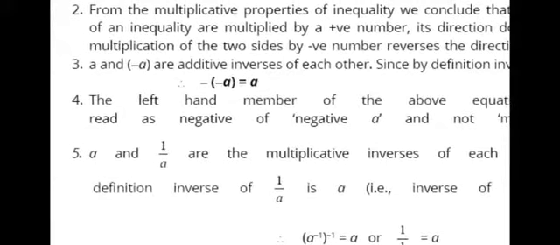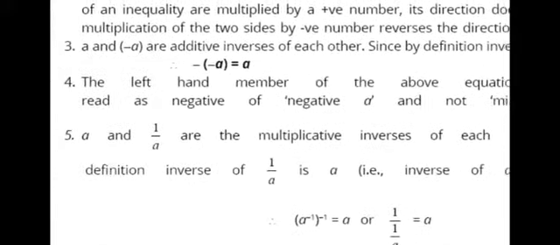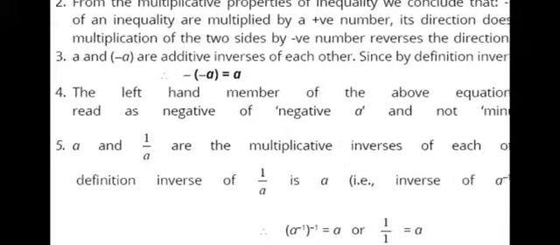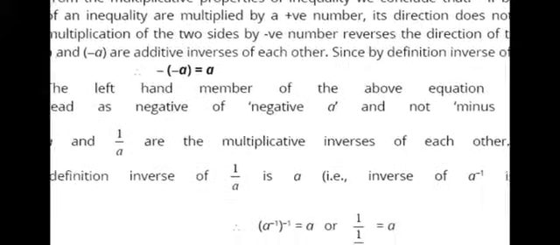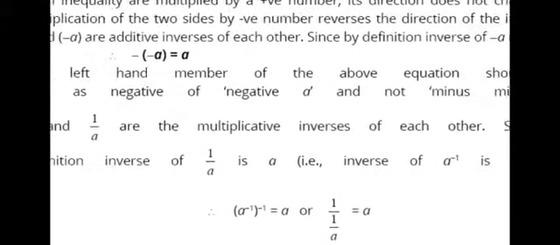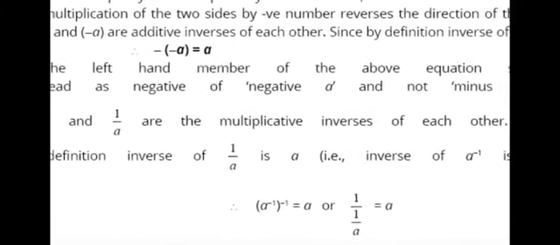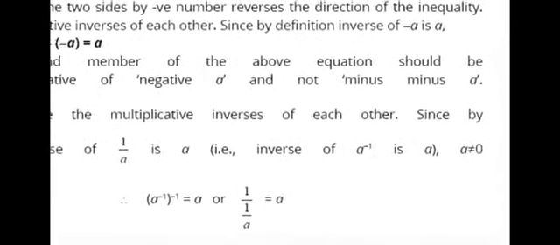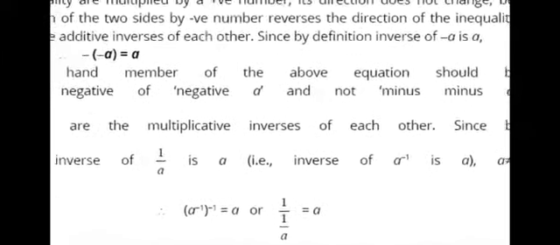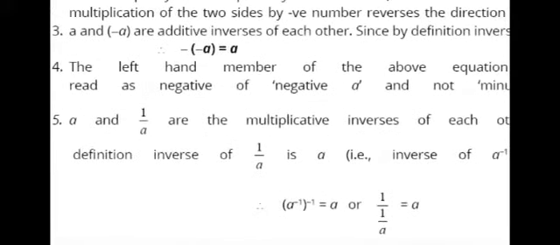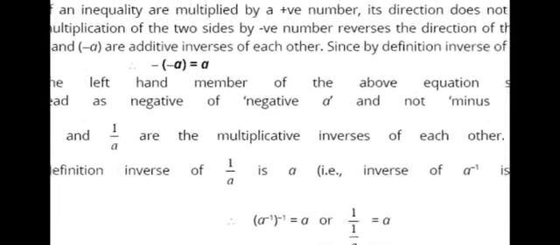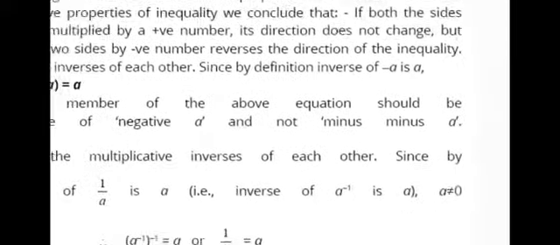A and minus A are additive inverses of each other. And the fourth one: the left hand side of the above equation should be read as negative of negative a and not minus of minus a. We read it as negative of negative a, and a and 1 over a are multiplicative inverses of each other.